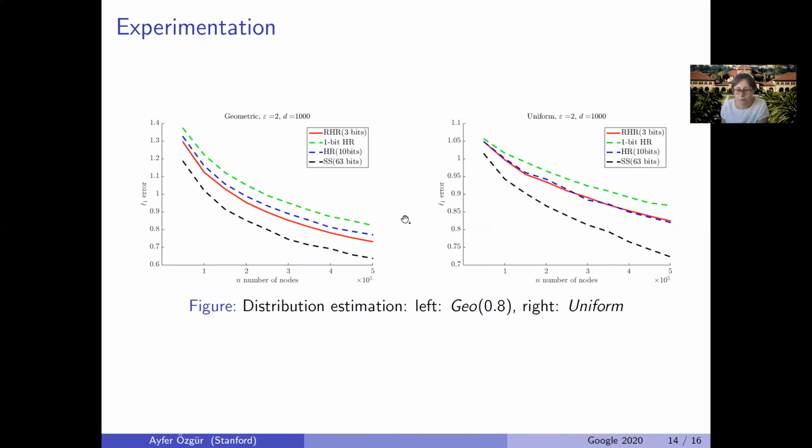Maybe I'll conclude by just showing you a few graphs. So here we experiment with this distribution estimation setting, and here we generate our samples from a geometric distribution. So I mentioned the subset selection algorithm. This achieves the optimal privacy accuracy trade-off for the setting, but you see that it requires 63 bits per sample per node to communicate each sample. Whereas the scheme we designed, which we call the recursive Hadamard response, because it critically builds on the recursive structure of Hadamard matrices, can achieve a close performance, but now by using only 3 bits per sample.